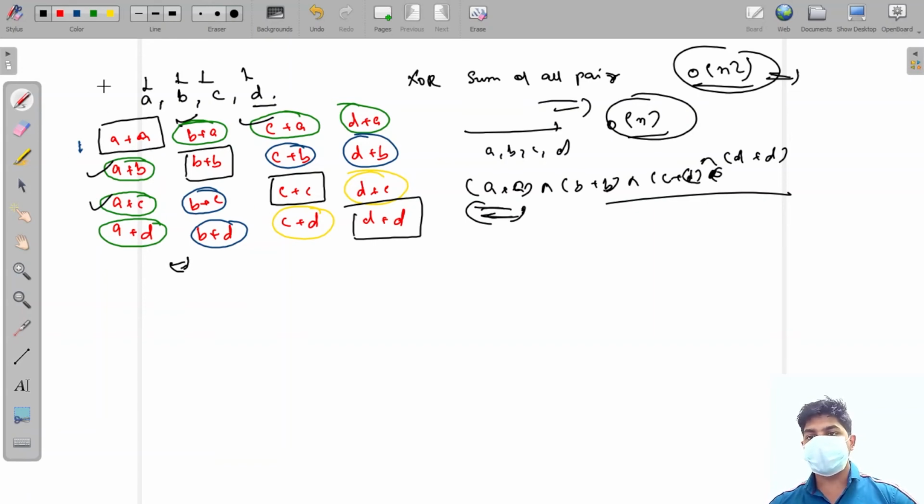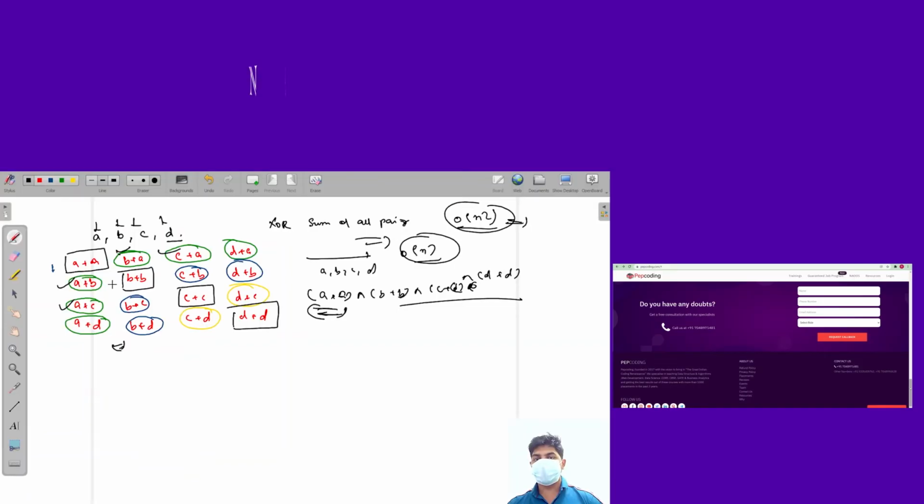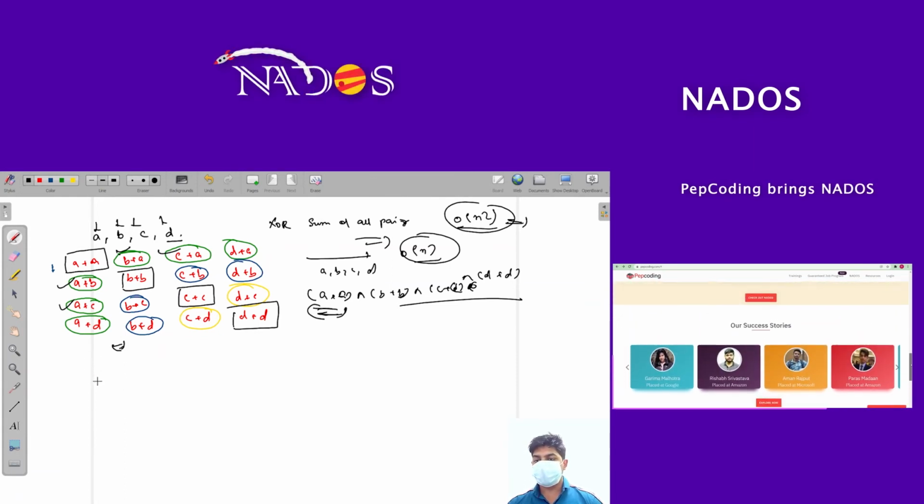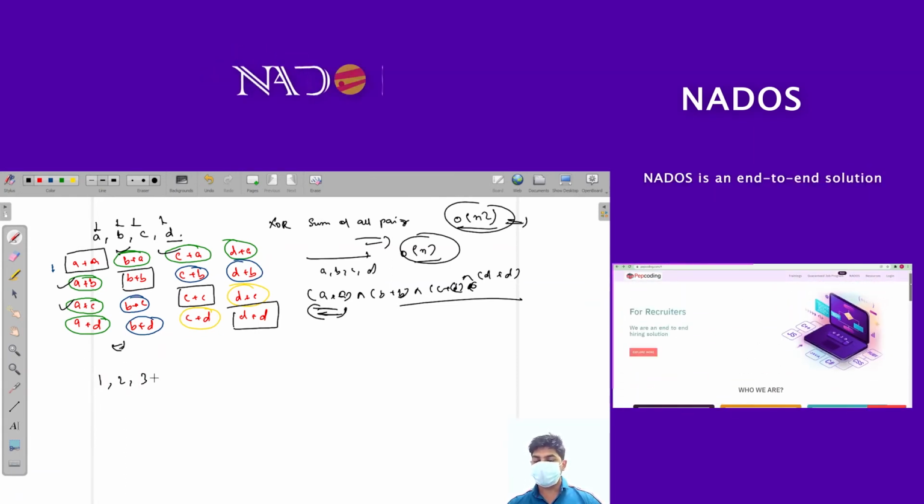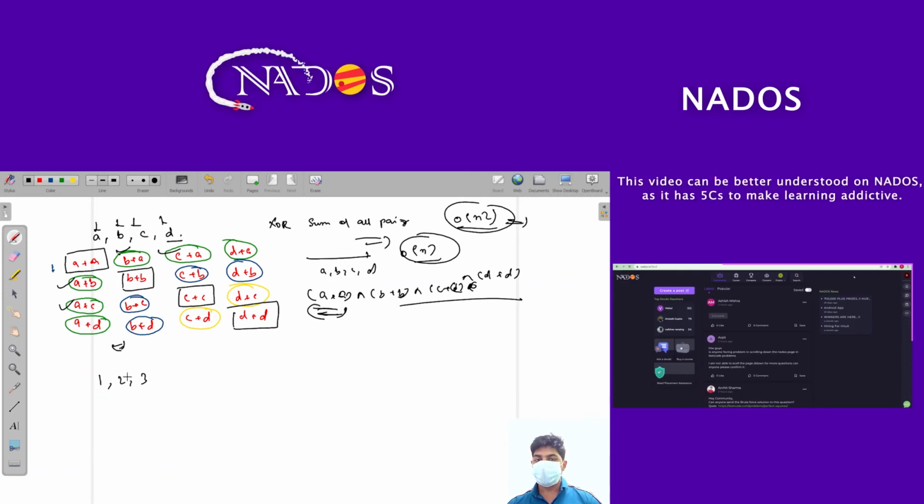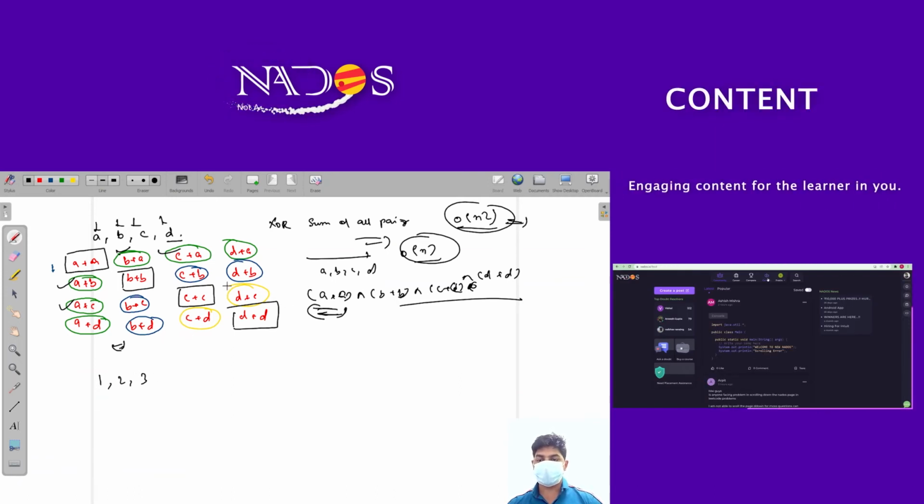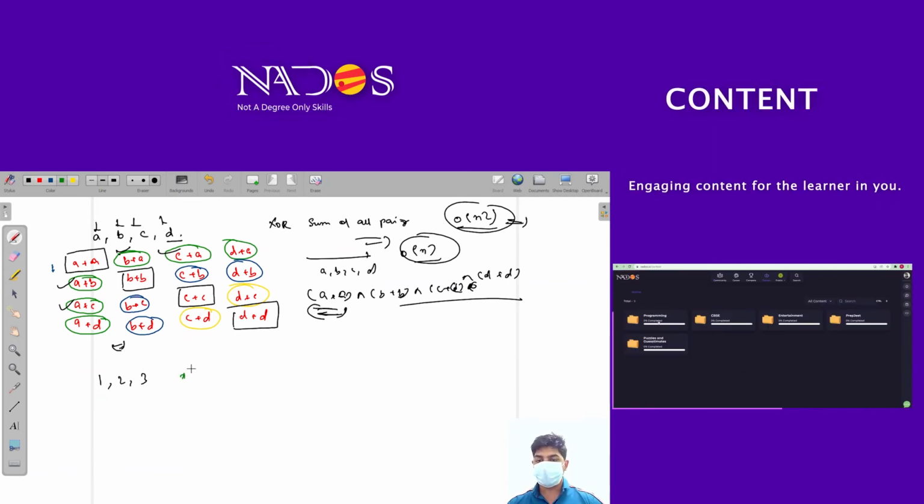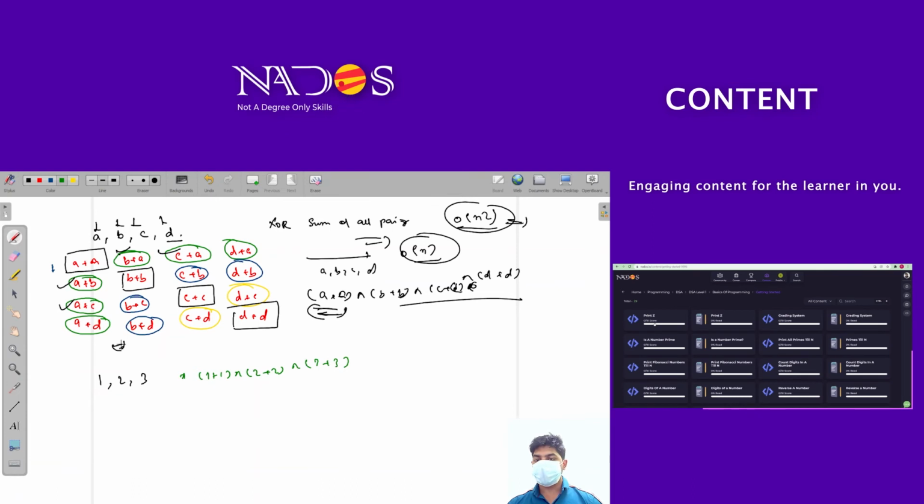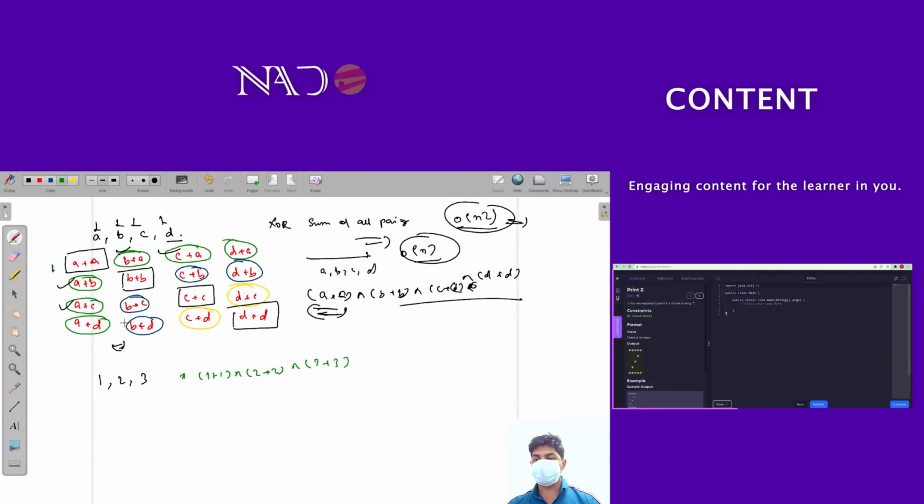But before moving on to the problem, let's have a dry run on a simple case. Okay, so let's suppose there are three numbers 1, 2 and 3. So if we want to perform this particular XOR of sum of all pairs, according to our formula, what would be our answer? Our answer would be simply 1 plus 1 XOR 2 plus 2 XOR 3 plus 3. Okay, but let's try to solve it using the brute force way also.